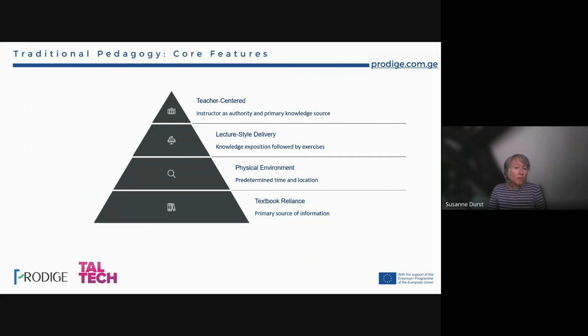And, not a big surprise, we are going to start with some traditional pedagogy. Here you see this pyramid briefly summarizes the four main features of traditional pedagogy. So you see, the underlying notion of traditional pedagogy is that it is taking place in a teacher-centered environment.